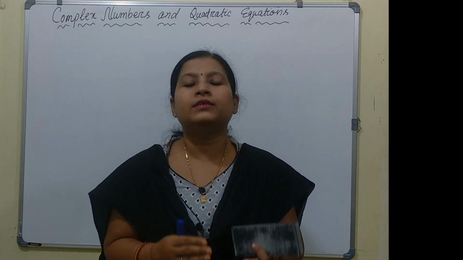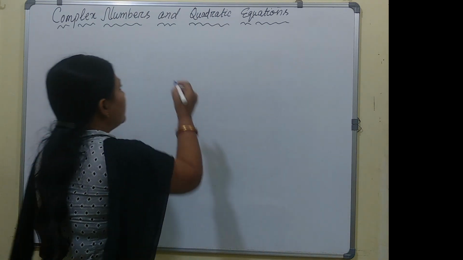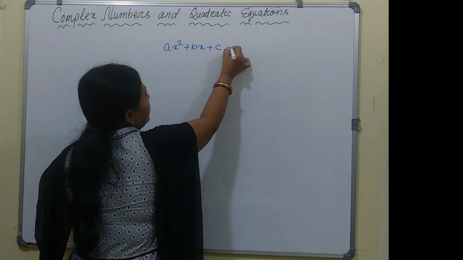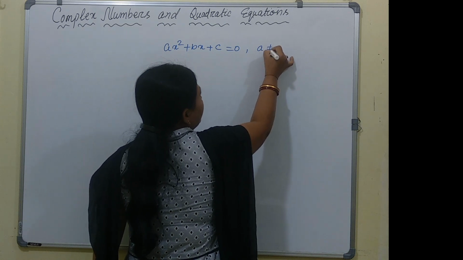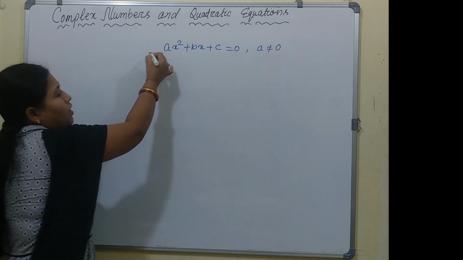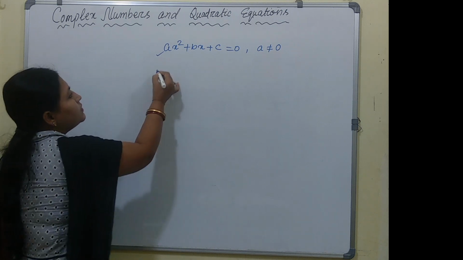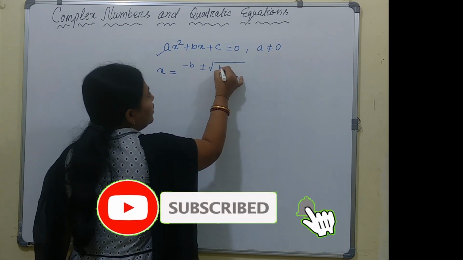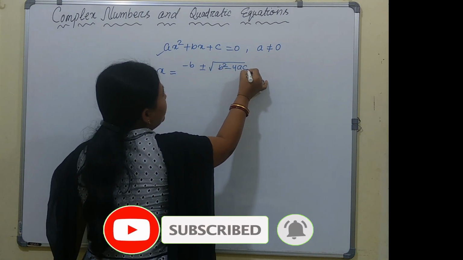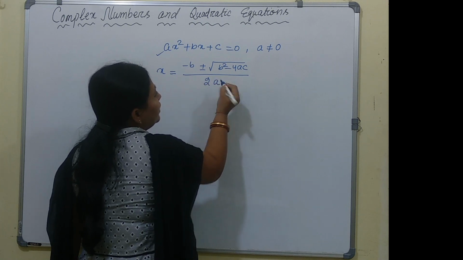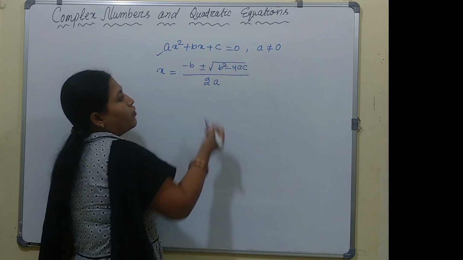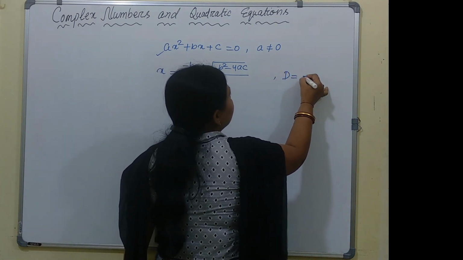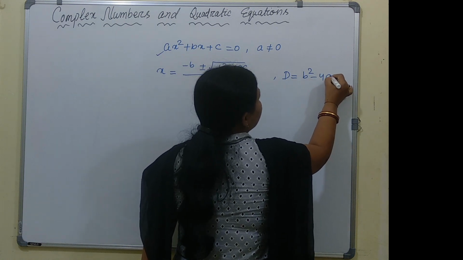We have learned the general form of a quadratic equation, ax² + bx + c = 0, where a is not equal to 0. The solution of this quadratic equation is x = (−b ± √(b² − 4ac)) / 2a. This b² − 4ac is called the discriminant. So here we can take D = b² − 4ac.